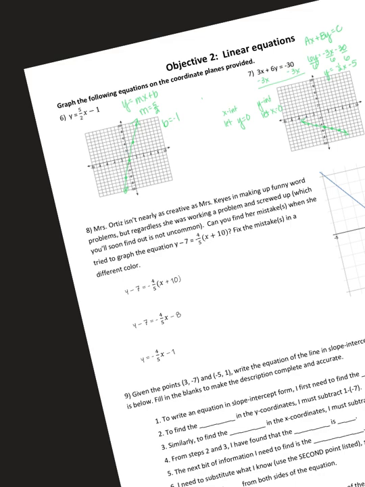Can you find her mistakes when she tried to graph the equation y minus 7 equals -4/5 times the quantity x plus 10? Fix the mistakes in a different color. So first we want to identify this as being in point-slope form. And the strategy, again, one of the strategies, if you're not familiar with where the point and the slope are in the equation, is to change it to slope-intercept form. So let's see where I messed up and see if I can make some changes and fix this.